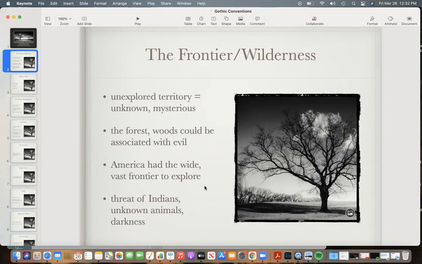For instance, I don't know, the North Pole, that makes sense. That's literally the point of Walton's whole expedition, is to go into unexplored territory, which there's nothing known about it. The forest or the woods could be associated with evil, and that happens in all kinds of literature. Particularly, people gather in the woods to do things that they could not get away with in normal civilization. Do we see that at all in Frankenstein?